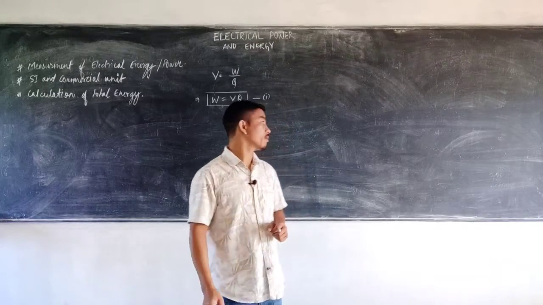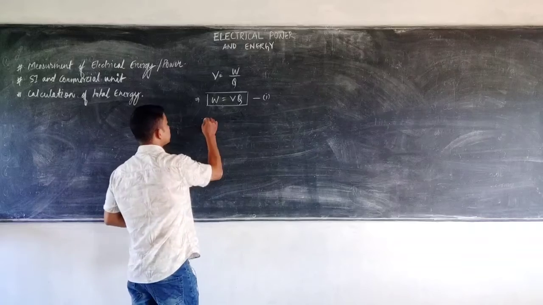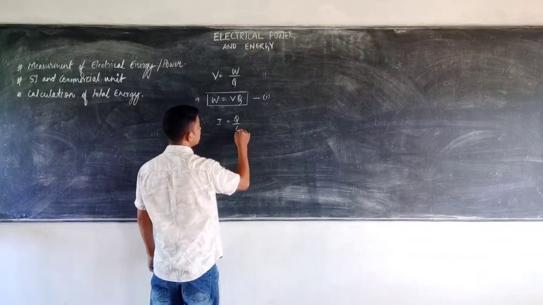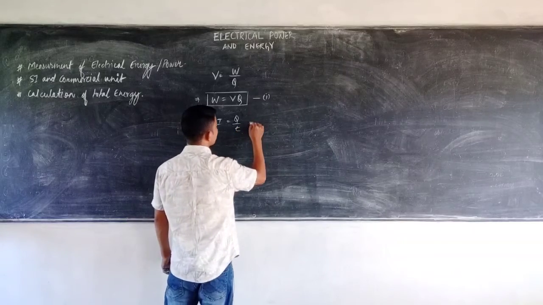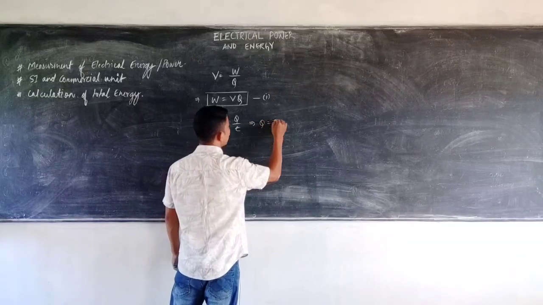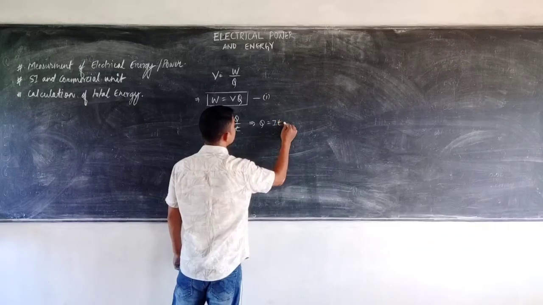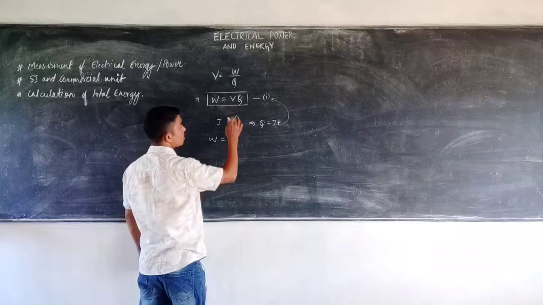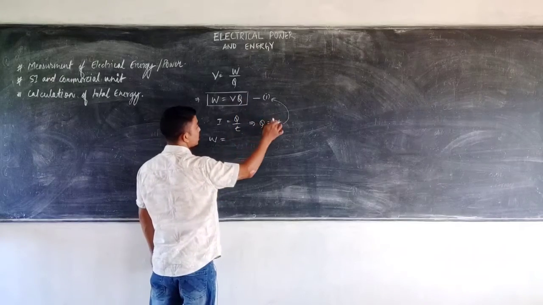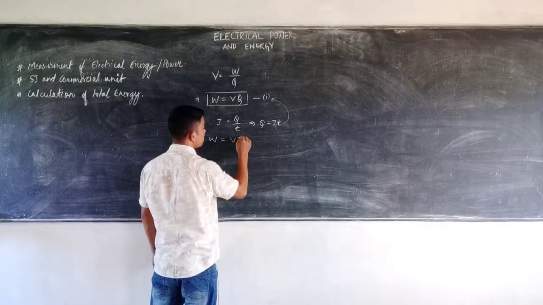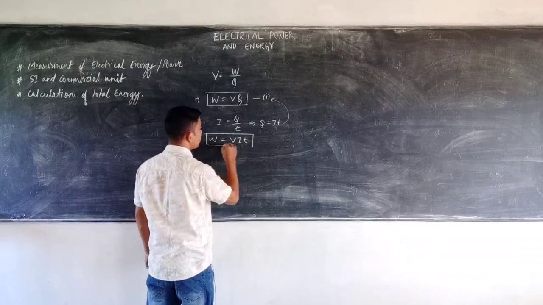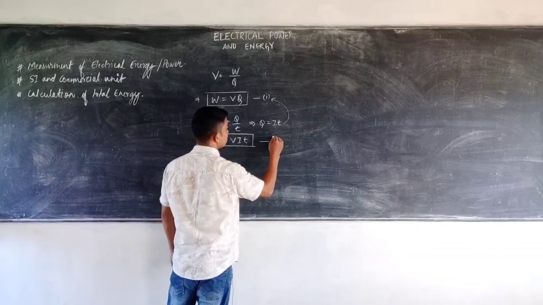Now since I know that current is equal to Q divided by T, from this expression I will get Q equals I into T. So substituting this value in equation 1, I will get W equals, for the value of Q I will write IT. So I get V I into T. So this is the second expression to measure the work done by the electrical energy.